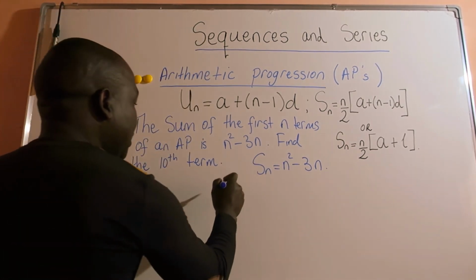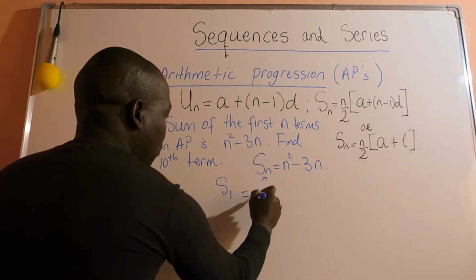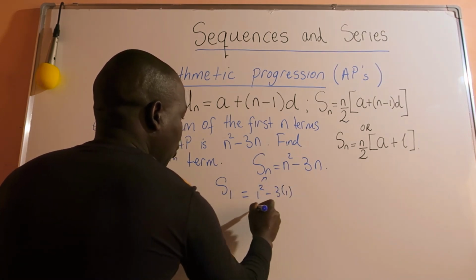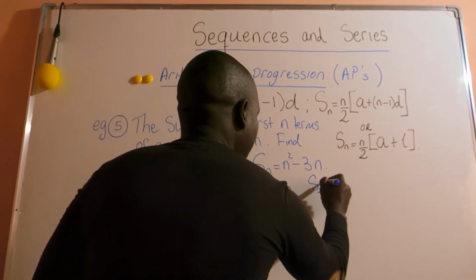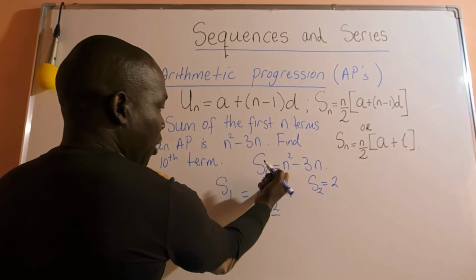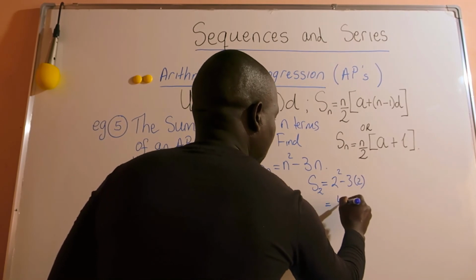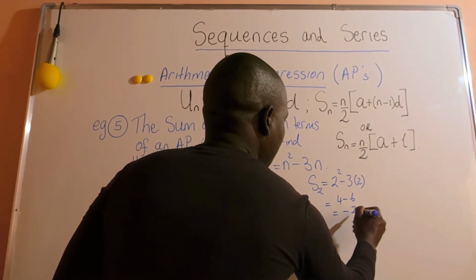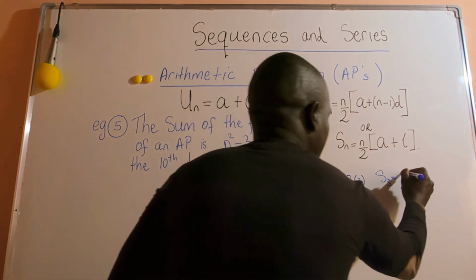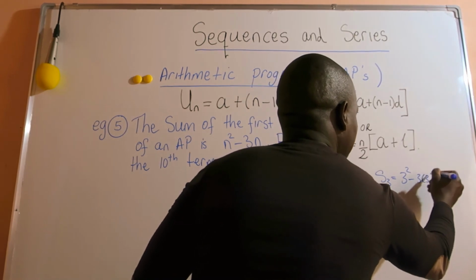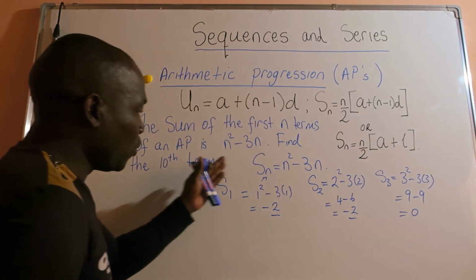It's actually easy. Just go S1, meaning you're substituting n equal to 1 here. So in the formula, S1 is 1 squared minus 3 times 1, which is equal to 1 minus 3, which is minus 2. Now, go S2. S2 is going to be, now you're substituting n equal to 2. 2 squared minus 3 times 2 equal to 4 minus 6, which is equal to minus 2. You're going to go S3. S3, you're substituting 3 for n. So this is 3 squared minus 3 times 3, which is equal to 9 minus 9, which is equal to 0. So what do these mean?